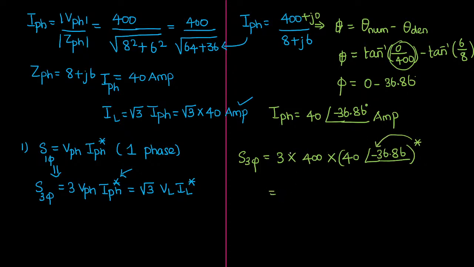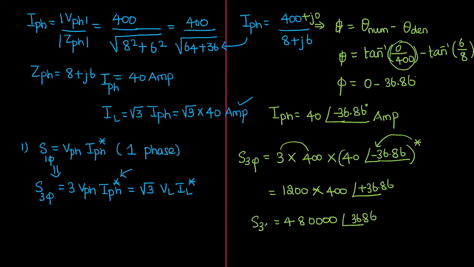Then what will happen immediately? You know 3 times 4 will be 12. So I can write 1200 into 400, now you can keep plus 36.86. It is still in polar form. Let us continue with this. You know 12 times 4 will become 48. So 48 and we have 40, it is very huge. So let us continue at an angle of 36.86. Okay, sir. So this is the three-phase system.